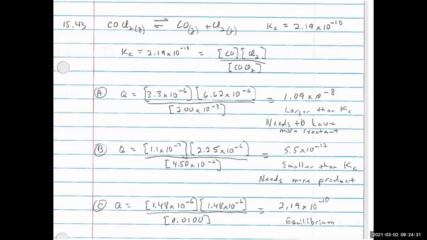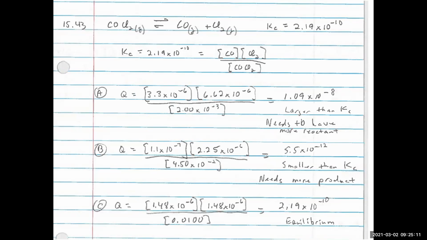And so on the first one, the CO is 3.3 times 10 to the minus 6. The Cl2 is 6.62 times 10 to the minus 6. The COCl2 is 2 times 10 to the minus 3rd. We plug all those in, and we get 1.09 times 10 to the minus 8. So, wonderful. What do we do with that? Well, we take that value and we compare it back to what we were told is the known equilibrium constant. And that's the 2.19 times 10 to the minus 10.